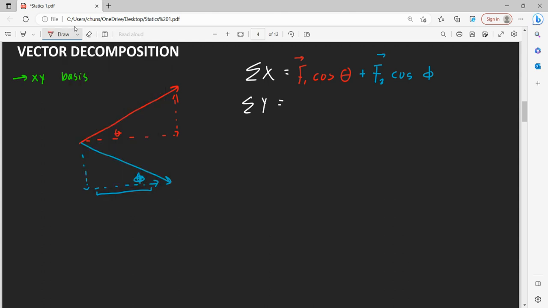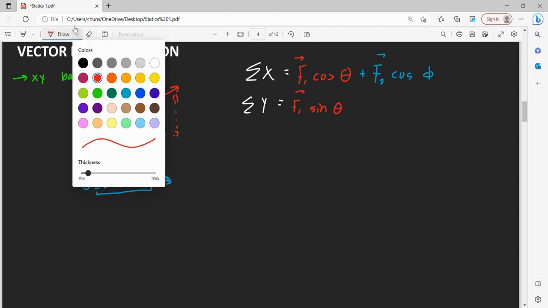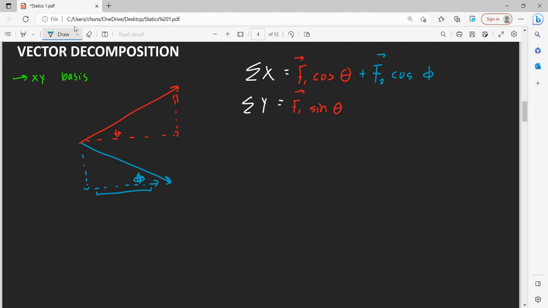We have the positive y direction for F1, so that'd be F1 sine theta. And that would be minus, since we're pointing down, F2 sine phi. So then, in order to find our resultant, we need to take the magnitude of both of these. So that means we find the hypotenuse. That would be our net x squared plus our net y squared.